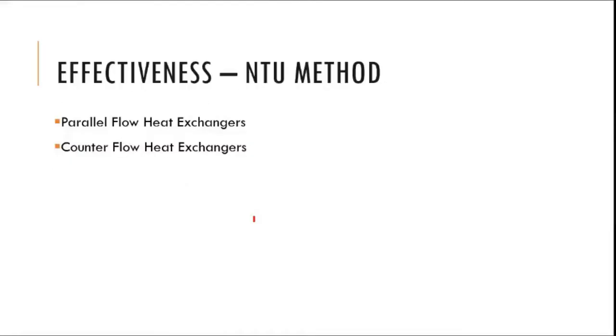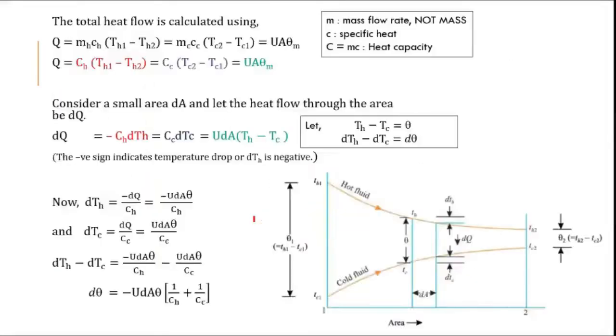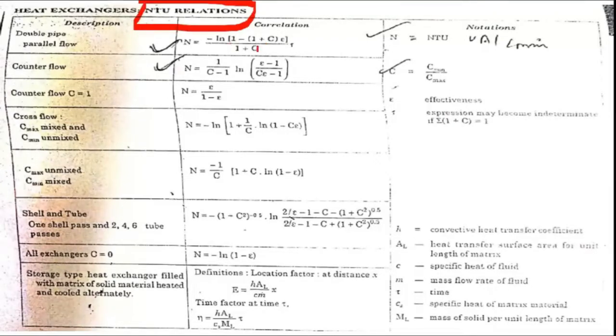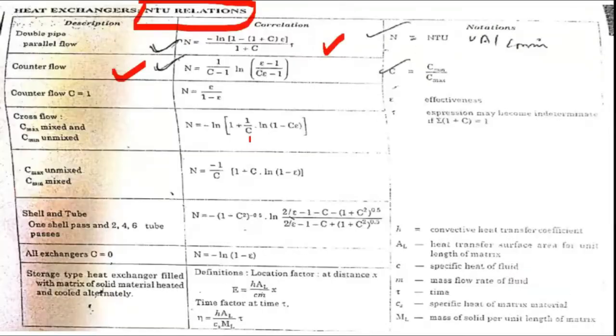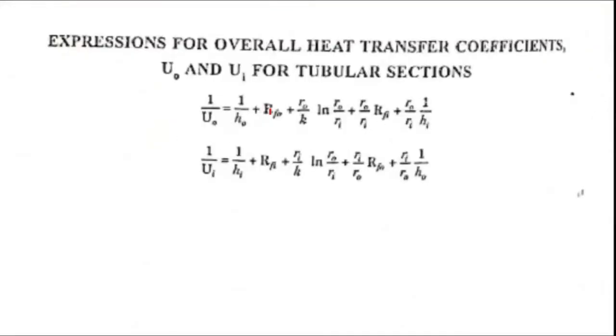If I'll go to the next page of data handbook, I might have added at the end. So this is the next page of data handbook. Here they are writing different relations for NTU. First is NTU for a parallel flow heat exchanger, NTU for a counter flow heat exchanger. These relations have been given in terms of effectiveness. Also, in the data handbook, you can find relations for effectiveness separately.